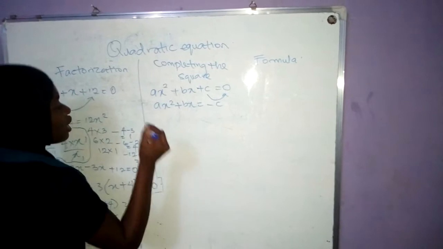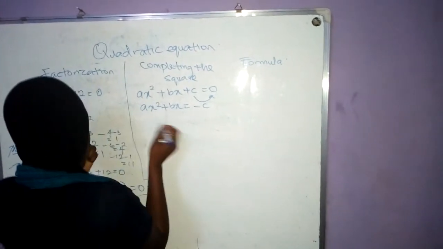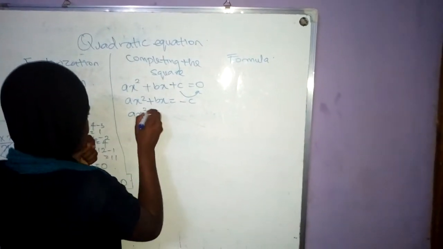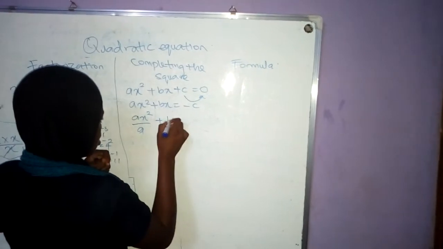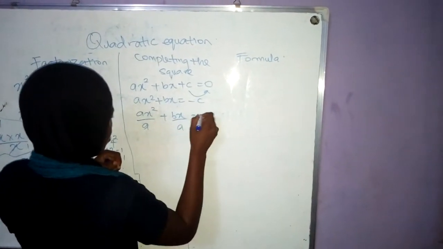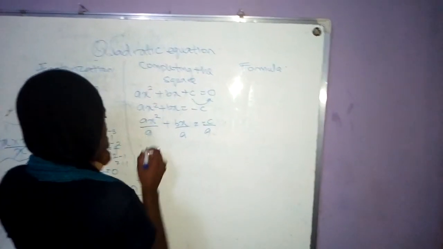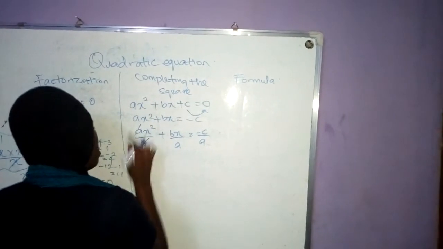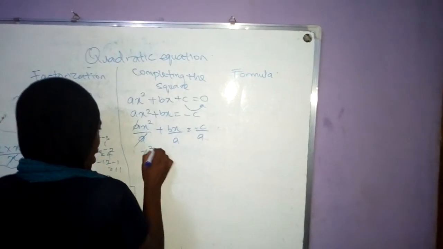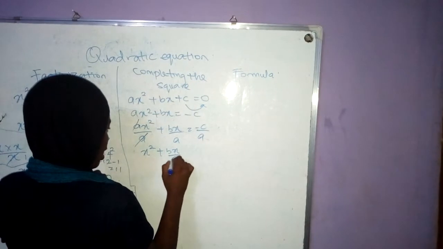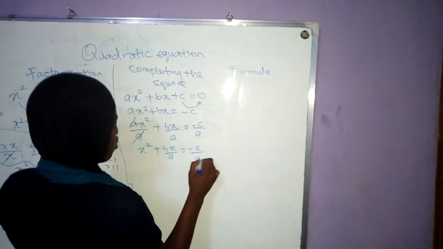So here you divide it by a. So ax squared divided by a plus bx divided by a is equal to minus c divided by a. So we'll cancel this one because they are the same thing. x squared plus bx over a equals minus c over a.